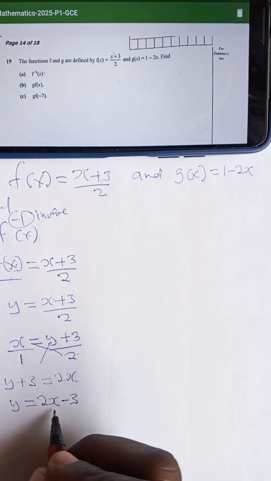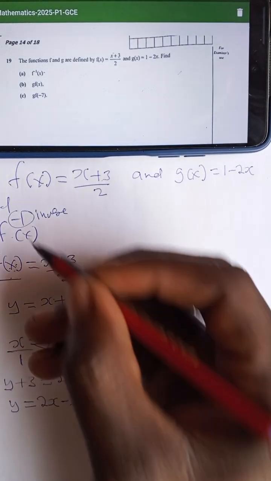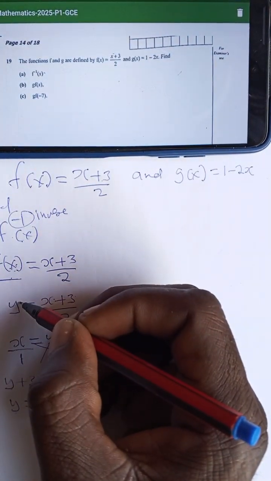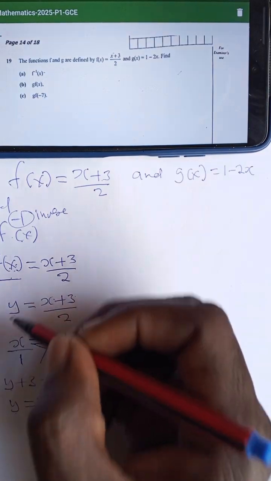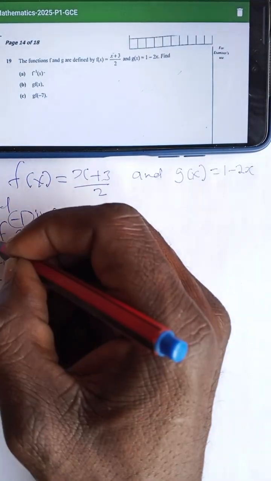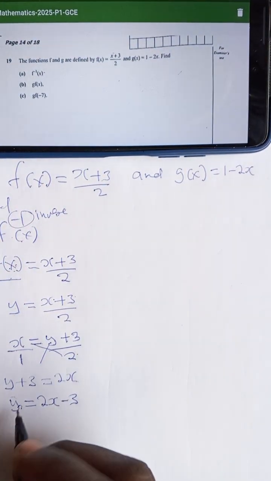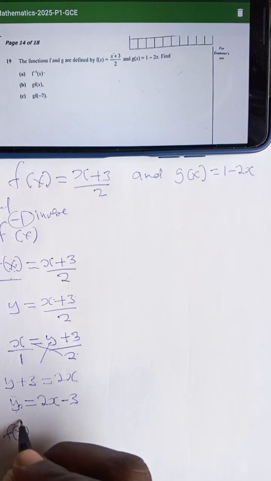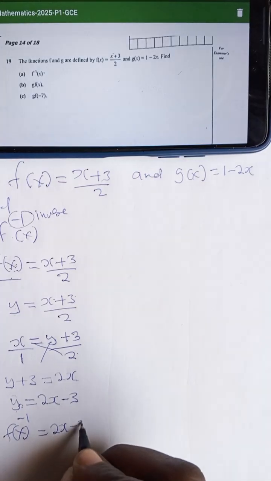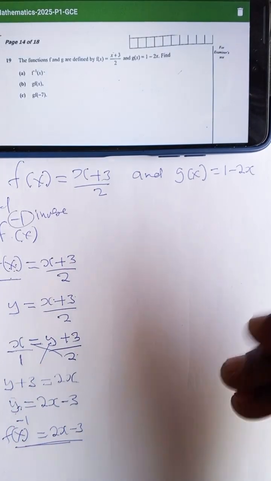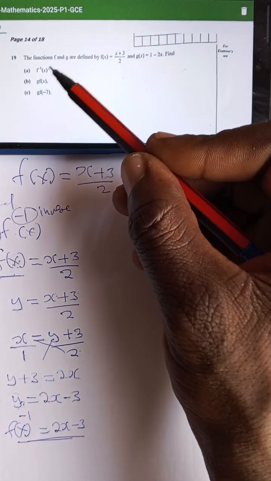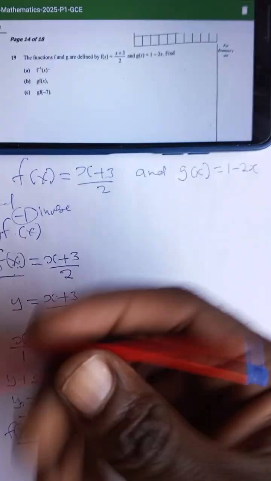Upon making y the subject, the last step is that this y was initially introduced in the first step, so we are going to chase away this y. Where there is y, we now replace it with the inverse function. So we put f inverse of x, which is equal to 2x minus 3. So we have answered question 1, find the inverse function.